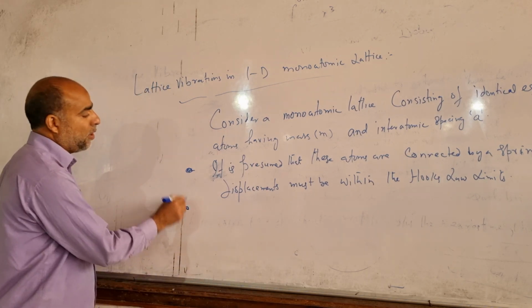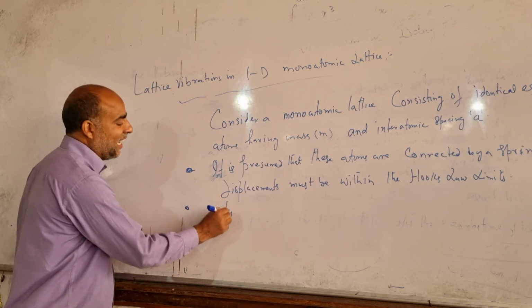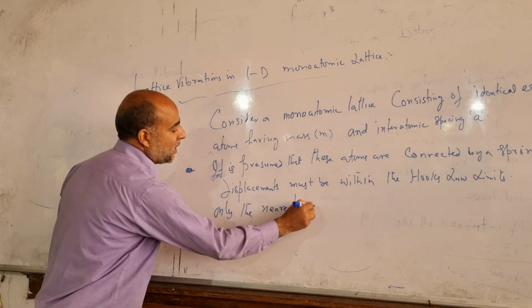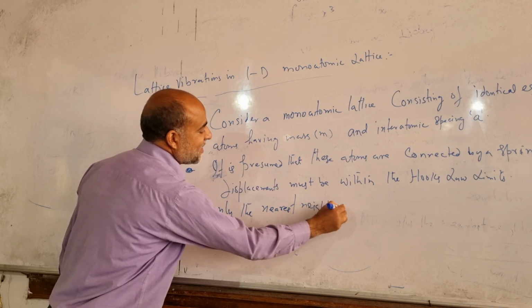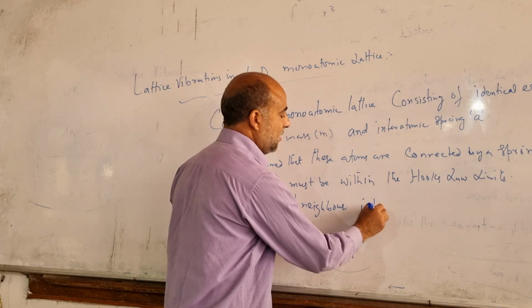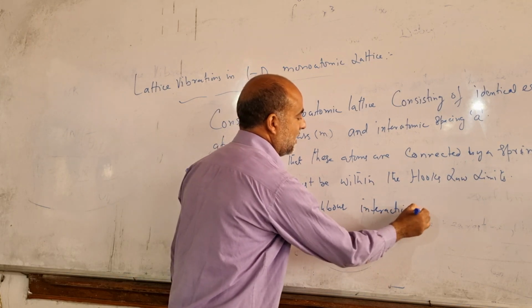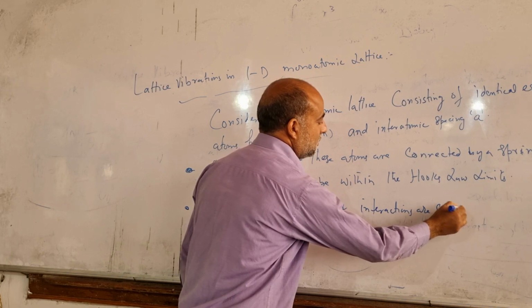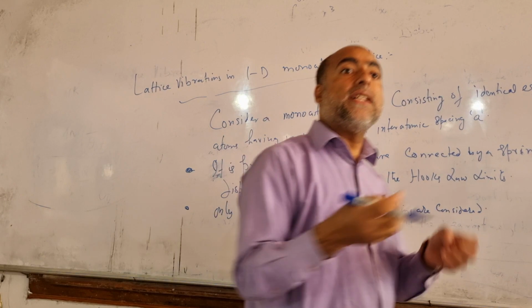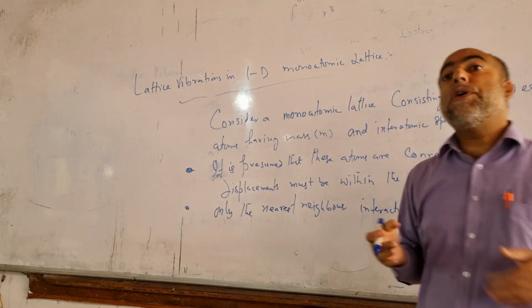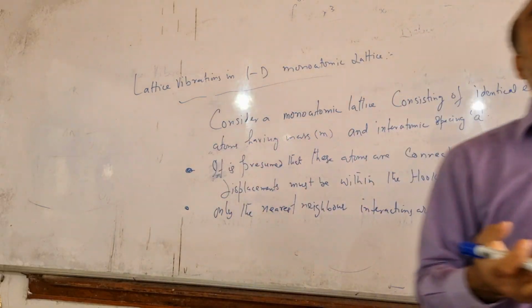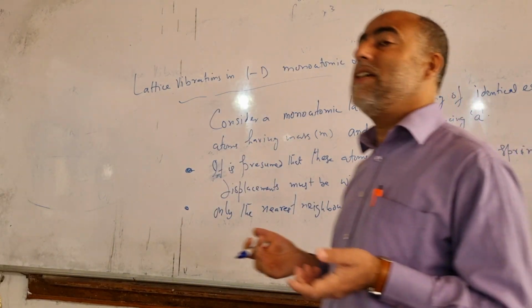And an important thing is that only the nearest neighbor interactions are considered. Nearest neighbor interactions are considered. You cannot consider the interactions within the whole system. Then your problem will become a many-body problem. To solve a many-body problem, you need very huge mathematics. You cannot solve this so easily.